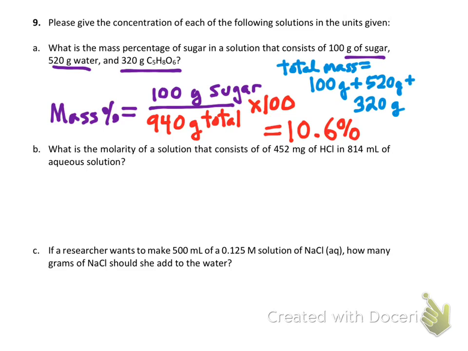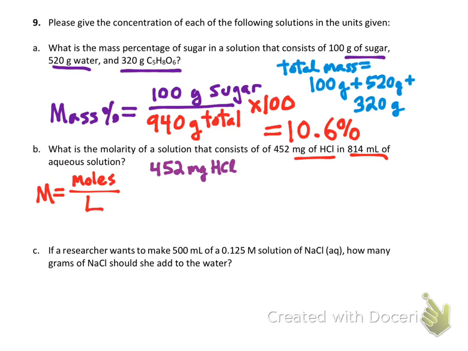On this next one, we want to find molarity. I always like to think of what units I'm trying to find first. Remember, molarity, capital M, is equal to the moles of a given solute over the liters of solution. So we need moles of, in this case, HCl, and we need liters of solution. We're going to need to do conversions for both of these. Let's find the moles first.